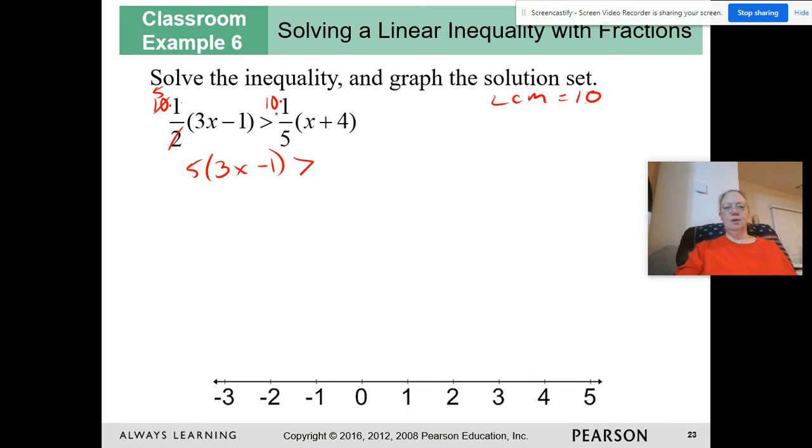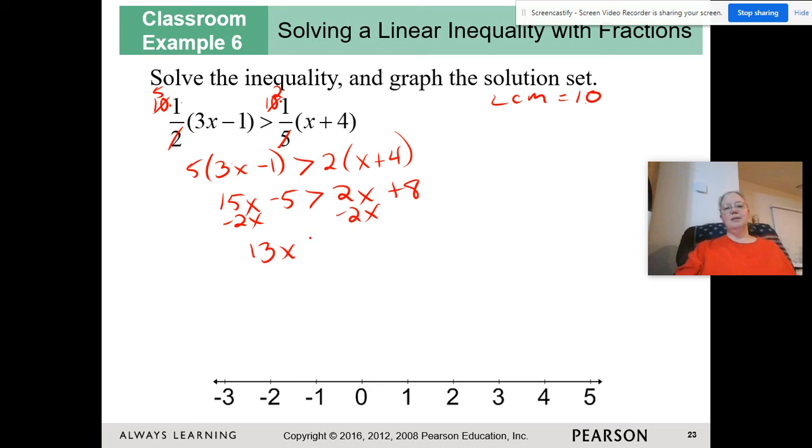It's greater than, divide by the bottom, multiply, wait to distribute until this step right here. Trying to distribute at the same time, you're going to end up being confused. Just don't even do it. Now we distribute: 15x minus 5, 2x plus 8, subtract my 2x, 13x minus 5 is greater than 8, and add my 5.